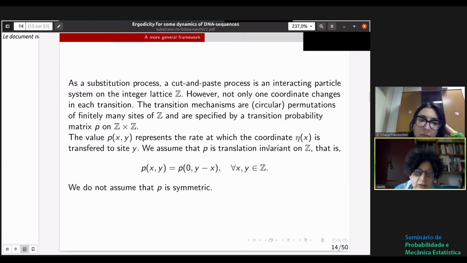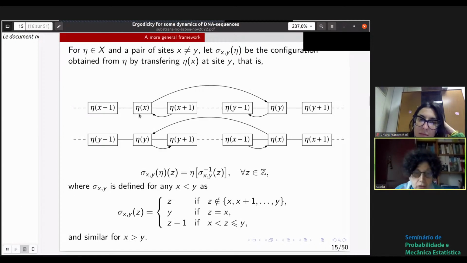Okay, so we looked at the substitution, then we look at cut and paste. Transitions are, as I told you, circular permutations of finitely many sites. And there is a probability matrix P, which represents the rate at which the coordinate eta x is transferred to a site Y. We assume that P is translation invariant, but we do not assume that P is symmetric. So that's the way things move with this cut and paste process.